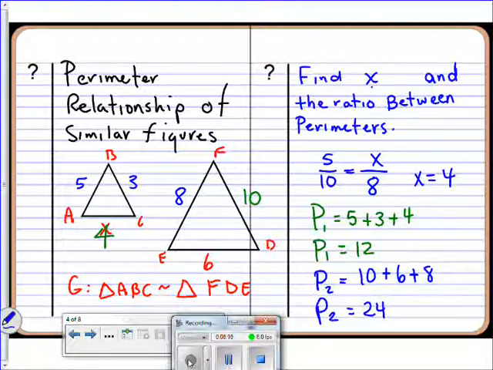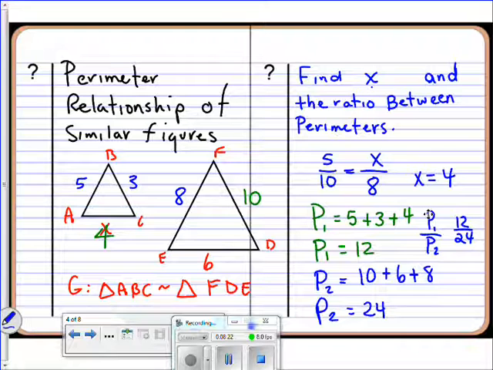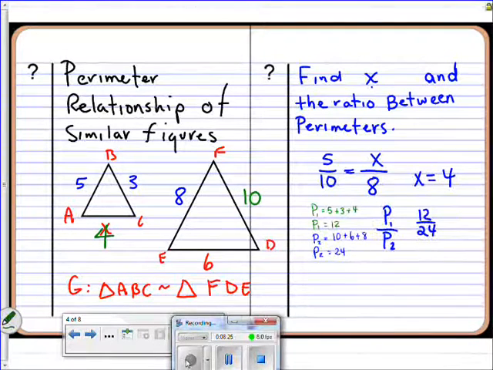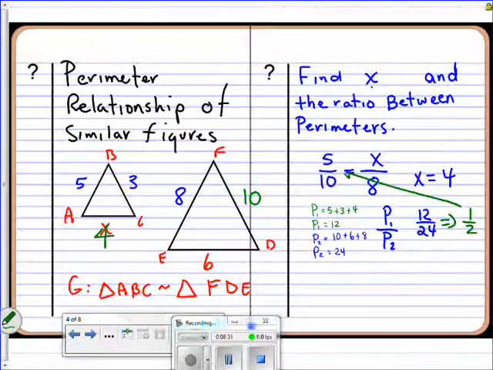Now, if I was going to write a perimeter ratio, I just write left over right, just like I did my other ratios, and I do 12 over 24. Now, this is the big idea. That reduces down to 1/2. If you look closely, the scale factor, which is any two corresponding sides, in this case, I did 5 over 10. It's 1/2. So this is what we find out.